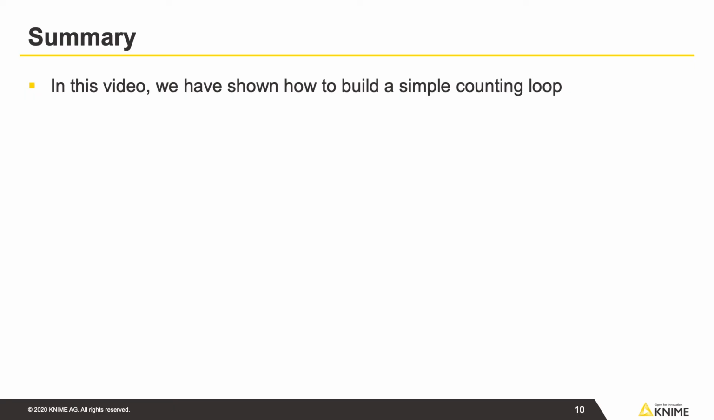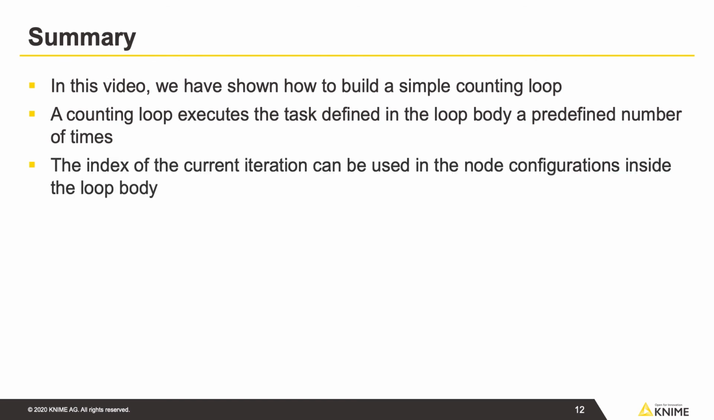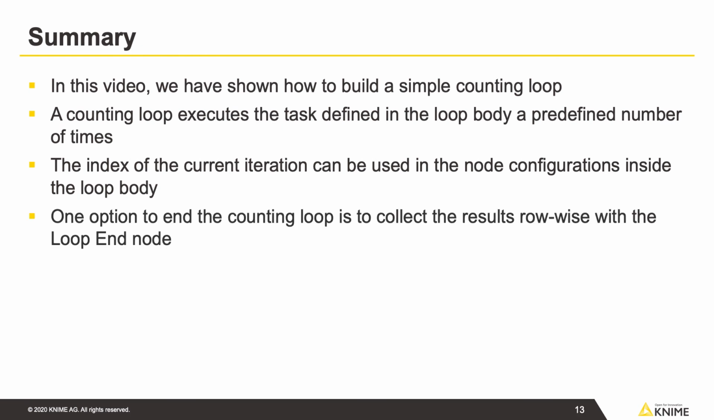In this video, we've shown how to build a simple counting loop. A counting loop executes the task defined in the loop body a predefined number of times. The index of the current iteration can be used in the node configurations inside the loop body. One option to end the counting loop is to collect the results row-wise with the Loop End node.